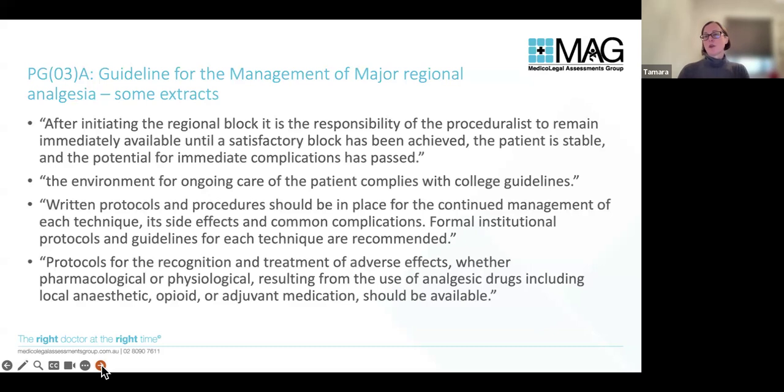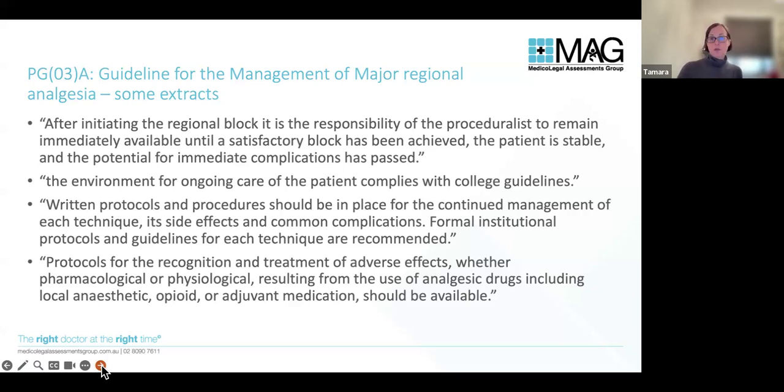It then talks about your follow-up, your availability, firstly, to actually make sure that the block is doing something. You don't leave the labour ward until you know that your epidural is helping the labouring woman, and that you've monitored long enough to feel that the person is safe from early significant side effects or complications. The environment for their ongoing care has to comply as well. You have to be leaving them in the hands of people that you know are credentialed to actually look after an in situ epidural or a receding spinal block, etc.